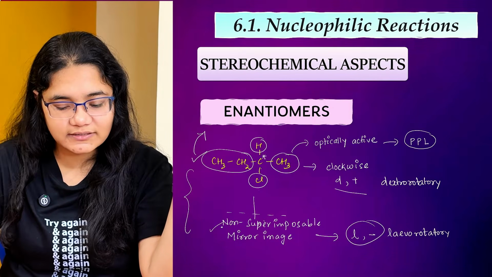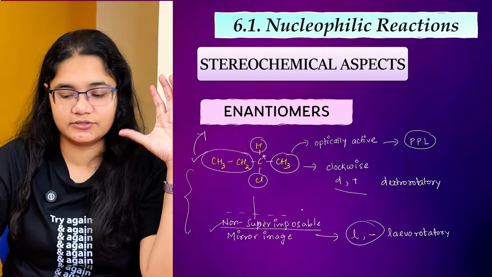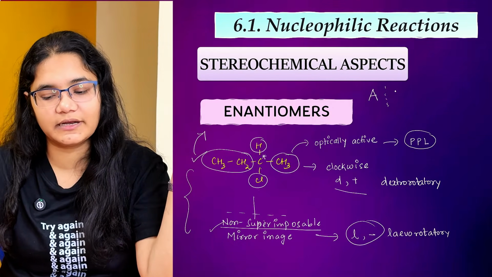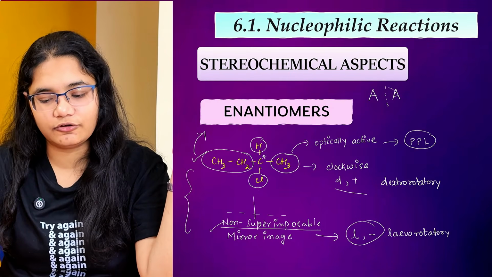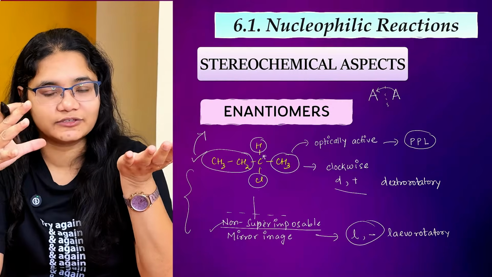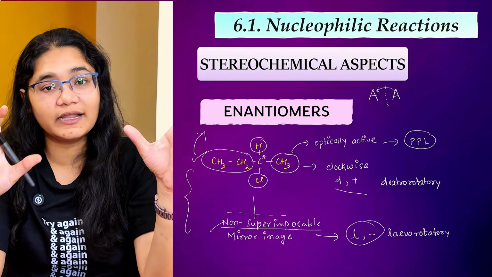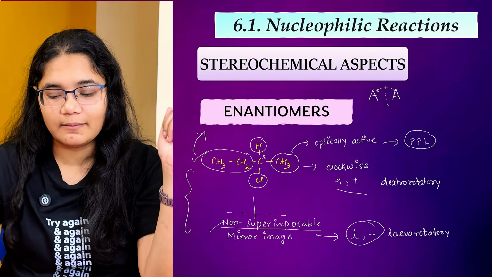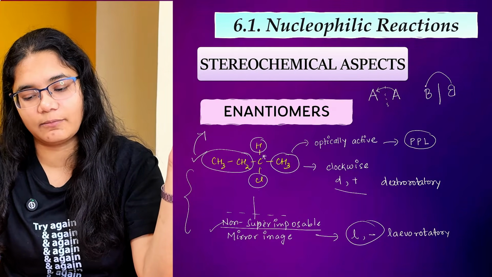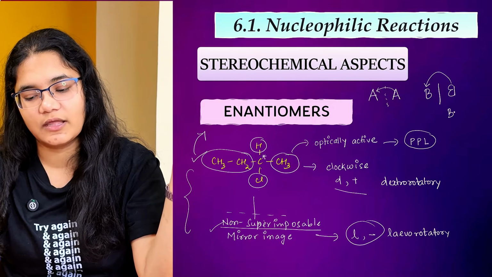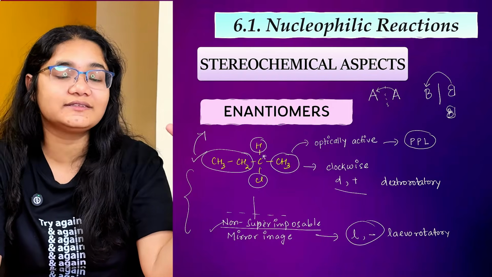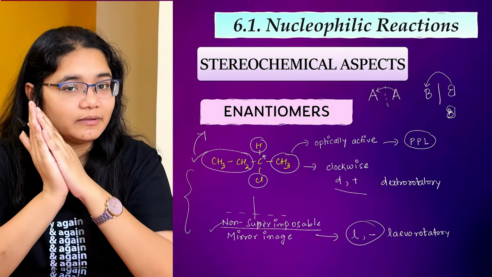Now, ma'am, what is this non-superimposable mirror image? Suppose I have a letter A. I'll draw its mirror image. It will come out as A. You can take this A and put it on the original one, and it will exactly superimpose, right? It will exactly overlap. These are called superimposable mirror images. But if I take a letter B, for example, and draw its mirror image, and bring this one and keep it on this one, how will it look? This will be like this and this will be like this. So it will not exactly overlap, and this is called non-superimposable mirror images.